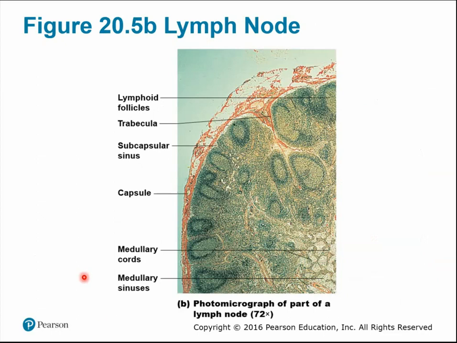So just showing a microscopic picture of a lymph node. So you can see the follicles within the cortex, right? That's going to house our dividing and germinating B cells, and then the medullary sinuses within the medulla, and then your capsule, so that thick fibrous connective tissue covering.